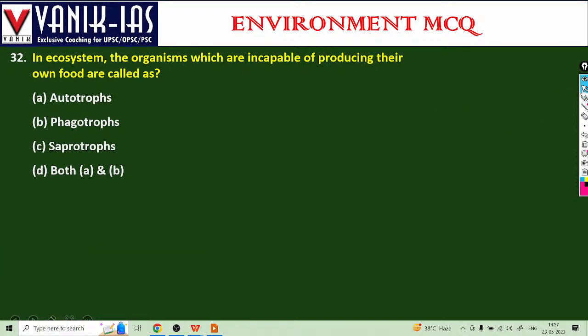In the ecosystem, the organisms which are incapable of producing their own food are called saprotrophs. Okay, sorry, this is called phagotrophs. Saprotrophs are the microorganisms. They also do not produce their own food, but the definition in the question links to phagotrophs. So B is the answer, as per the definition.